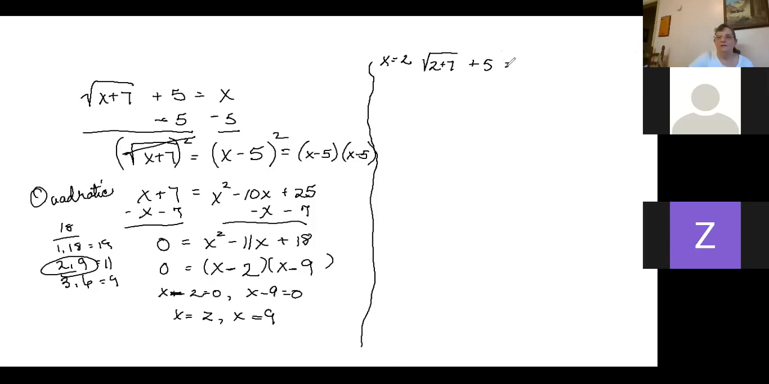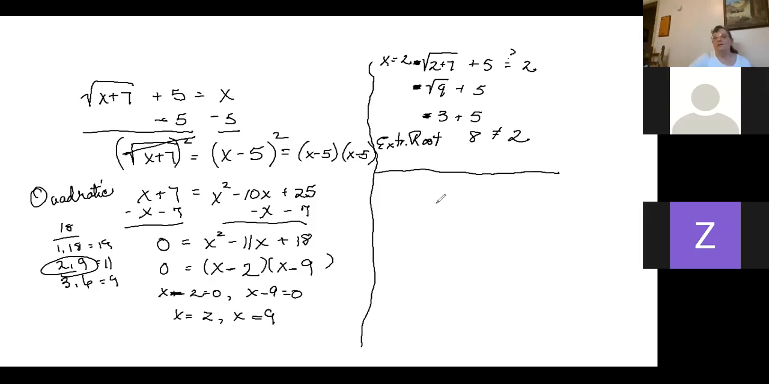So if I check the x equals 2, then I get the square root of 2 plus 7 plus 5 might or might not equal 2. As square root of 9 plus 5, which is 3 plus 5, which does not equal 2. Is that an extraneous root? Well, if this had been a minus, that would have been a minus, that would have been a minus, that would have equaled 2. So that's an extraneous root. I always like to check because otherwise you can't tell whether it didn't work because it was an extraneous root or because you made a mistake.